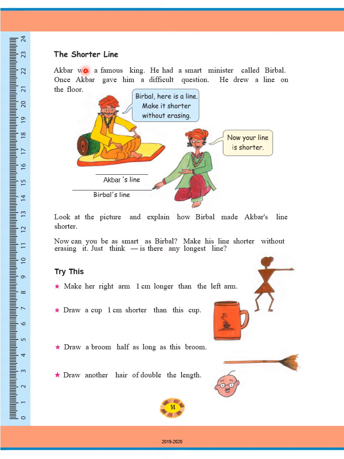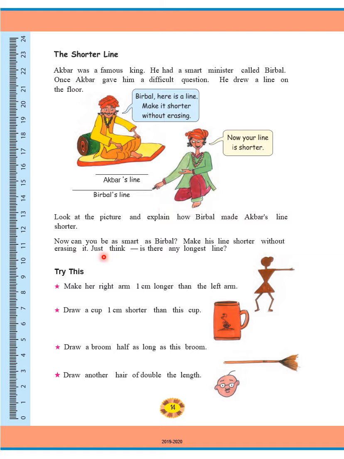On this page, the topic is the shorter line. Akbar was a famous king. He had a smart minister called Birbal. Once Akbar gave him a difficult question. He drew a line on the floor. This is Akbar's line. He told Birbal to make it shorter without erasing. So Birbal made Akbar's line shorter by drawing a longer line than that of Akbar's line.